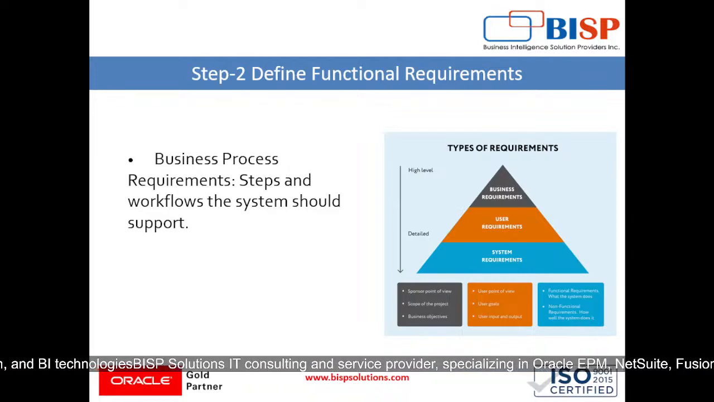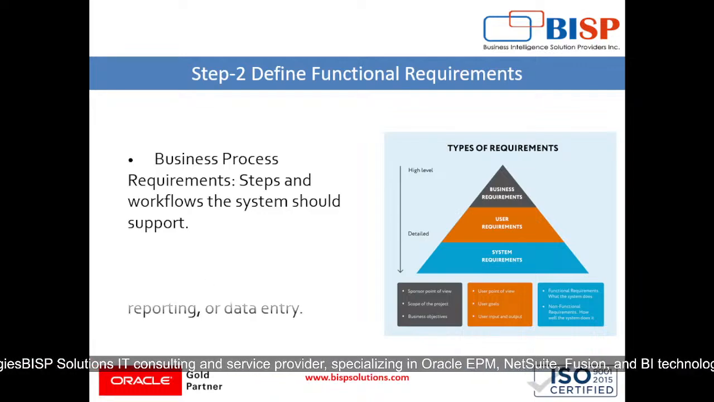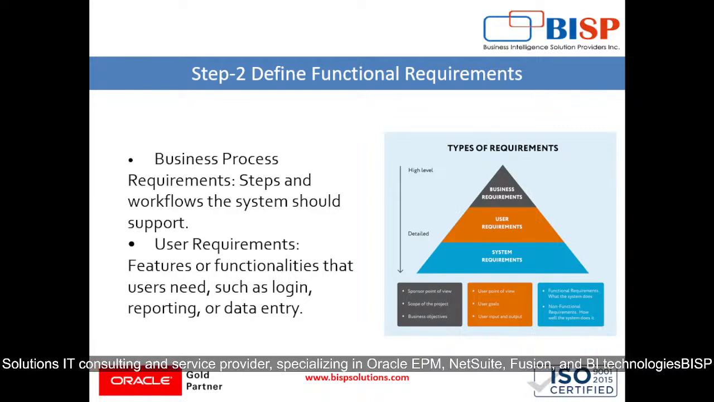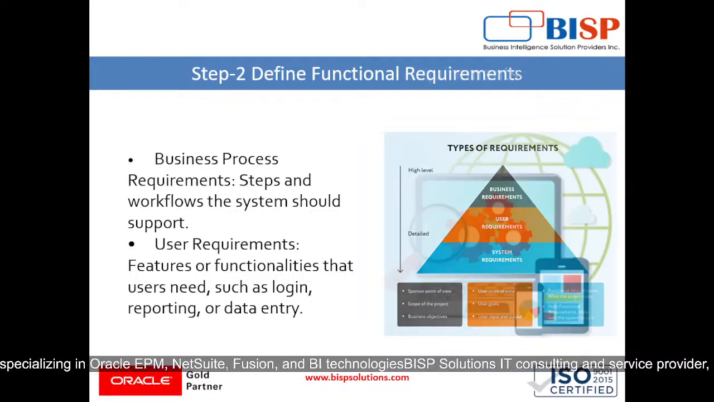business process requirements, the steps and workflows the system should support. Then user requirements, features or functionalities that users need, such as login, reporting or data entry. And system behavior, like expected system responses to specific inputs or events.